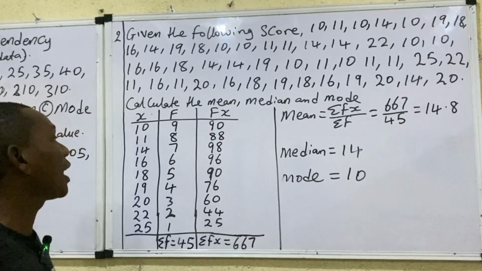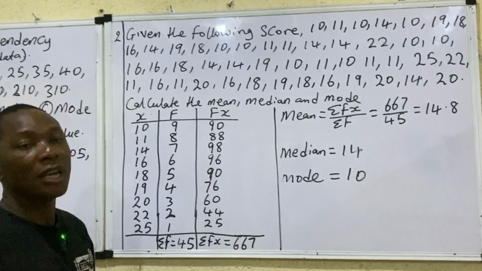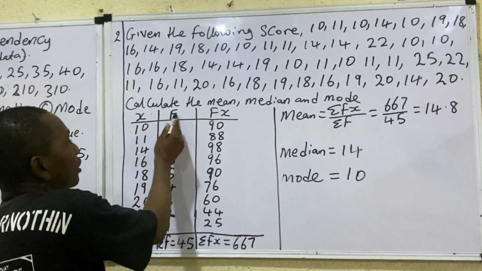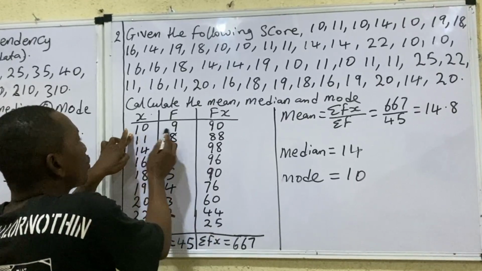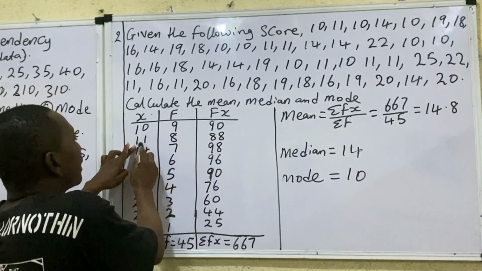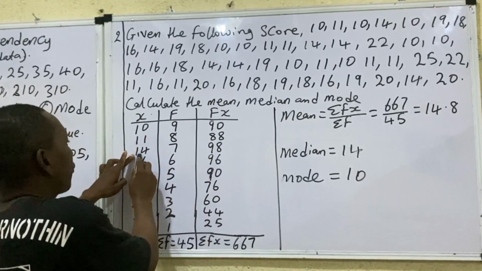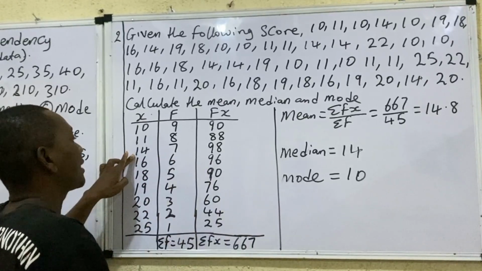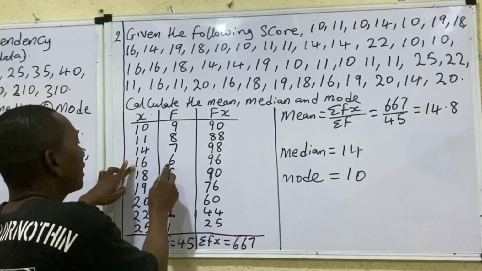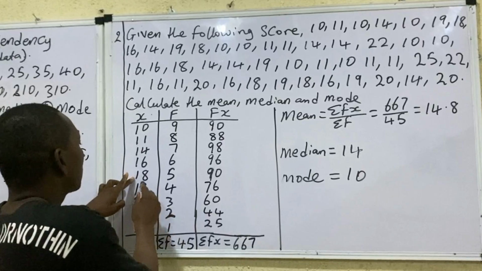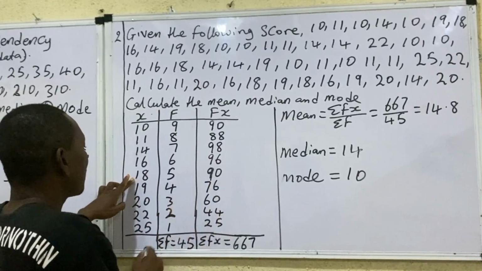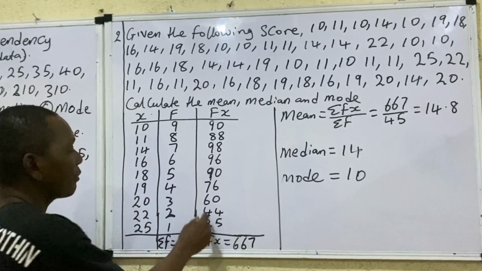Now, once you have gotten that, you look for the f of x. F of x means you use f to multiply x. So I'll use 10 to multiply 9, I'll have 90. 11 multiplied by 8, I'll have 88. 14 multiplied by 7, I'll have 98. 16 multiplied by 6, I'll have 96. 18 multiplied by 5, I'll have 90. So you just multiply and you have a value.